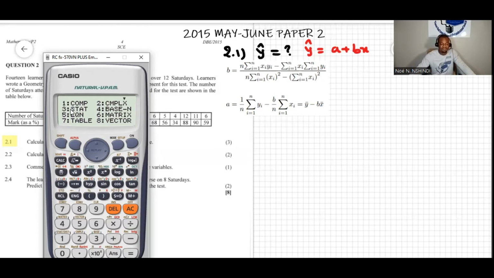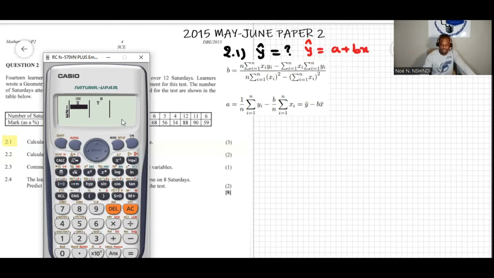By number 3, we can see this stats mode. If I press 3 there, the mode of the calculator will be the statistics mode. Now because I'm looking for the line of best fit, the regression line, which is given by y equal to a plus bx, you can see it is there by number 2, a plus bx. I can just press 2 here, and this gives me 2 columns where I can enter the values of x and y.